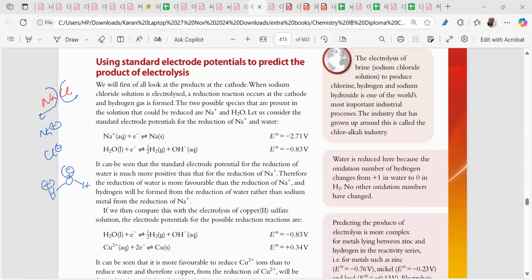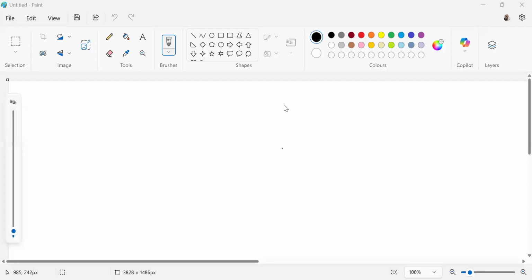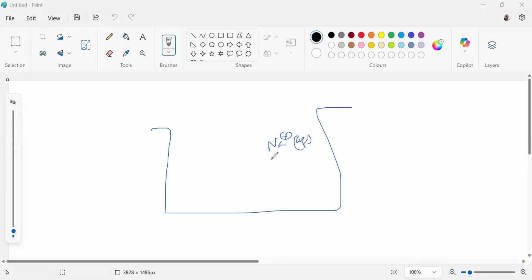If you take NaCl solution, what are the ions we'll be having in this beaker? We'll be having Na plus aq and Cl minus aq. And along with it, what do we have? We have water also. This is delta minus. This is delta plus. So water will be attracted to both the electrodes. Did you get my point? Water will be attracted to both the electrodes, right?